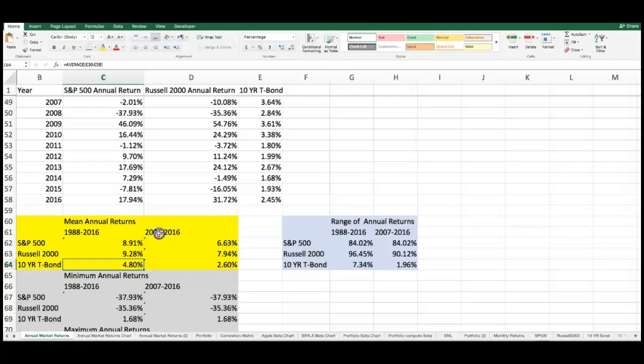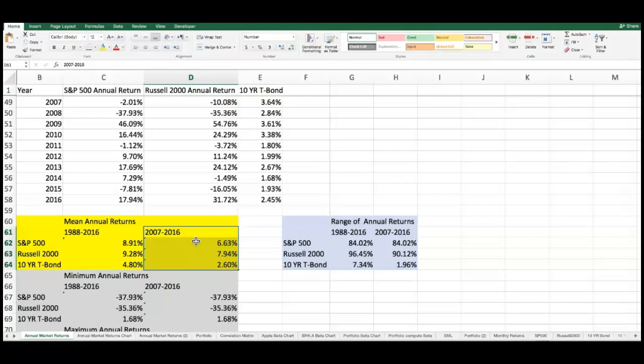Now if we just look at 2007 to 2016, so the last 10 years, we see that the S&P 500 is 6.63%, Russell 2000 7.94%, and the 10-year Treasury bond 2.6%.